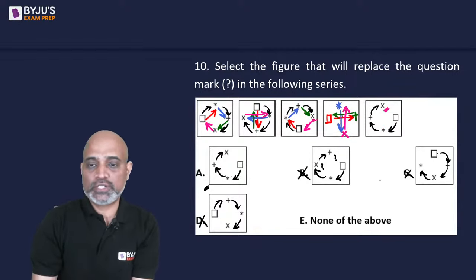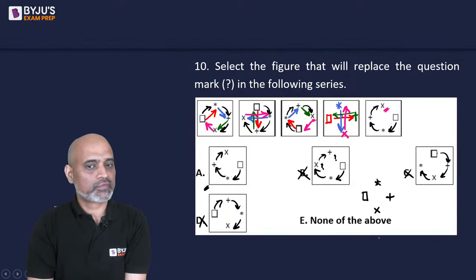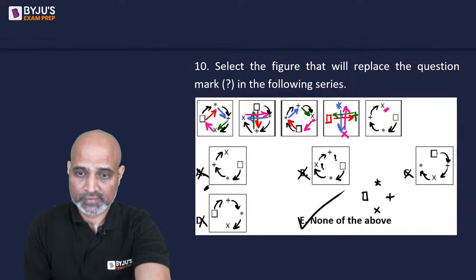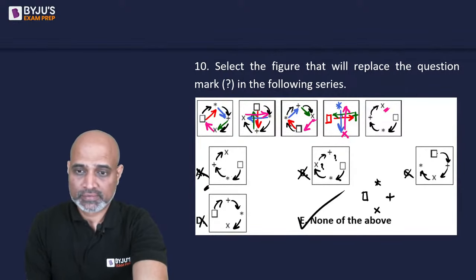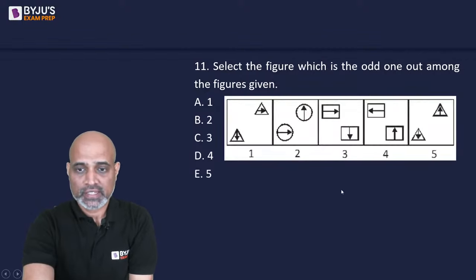So the final sequence should be, we need to have a square and then an asterisk, right? Then we need to have a plus and then we need to have a multiplication. Yes, that sequence should be there. Do we have any of those? No. E is the answer. Okay? Okay. Next one.